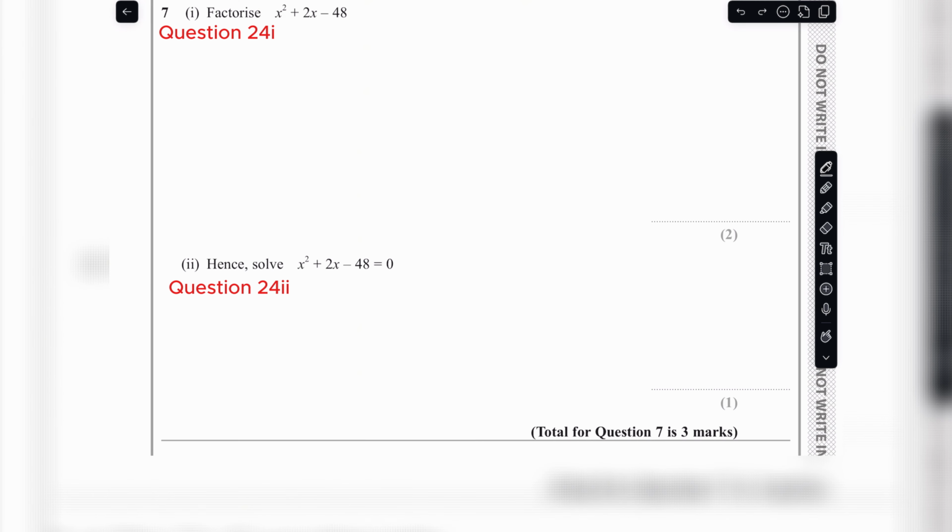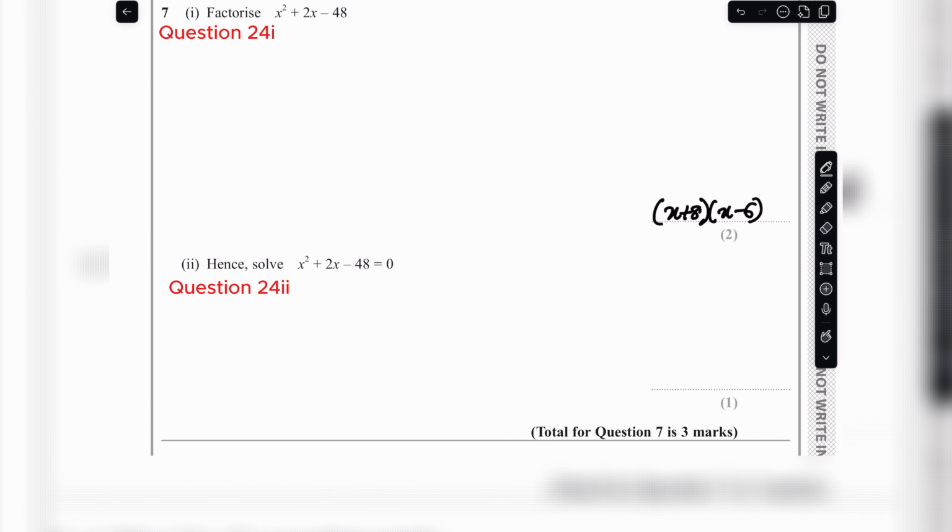In the first part of question 7, we are told to factorize this quadratic expression. So simply put, we need 2 factors of negative 48 that add to give us 2. And those values are 8 and negative 6. So the final answer is x plus 8 multiplied by x minus 6.